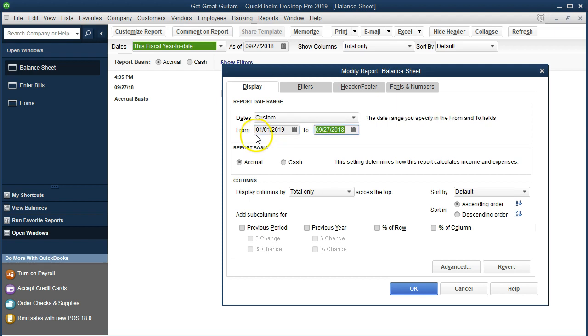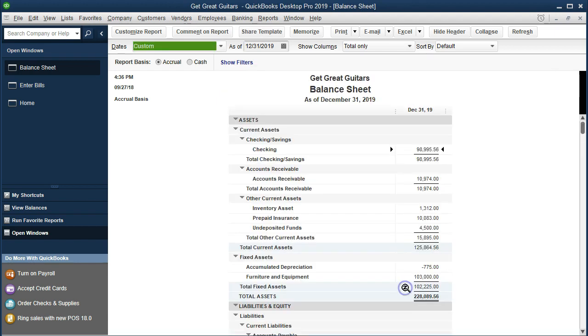When I hit tab, you can see it says 01/01/2019. So January 1st, 2019, that's when we're going to enter the data as of for this particular problem. And then I'm just going to say the end date 12/31/19. That's December 31st, 2019, 12-31-2019. And then we're going to say OK.